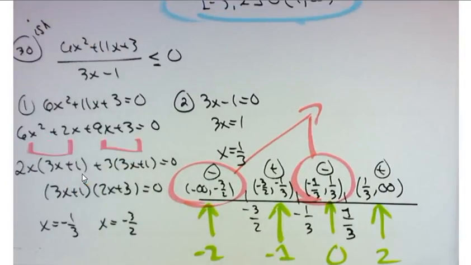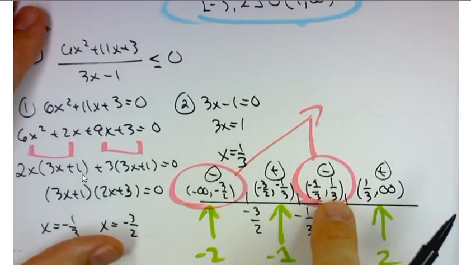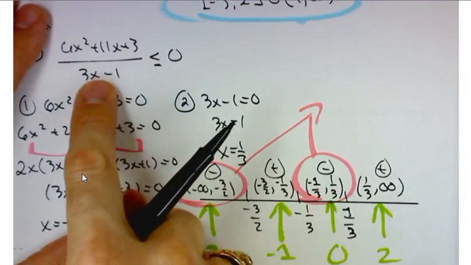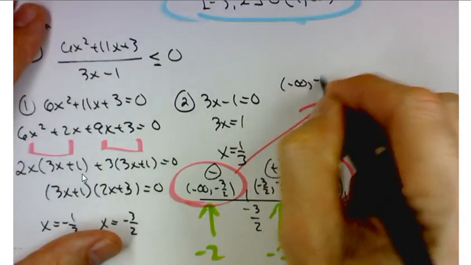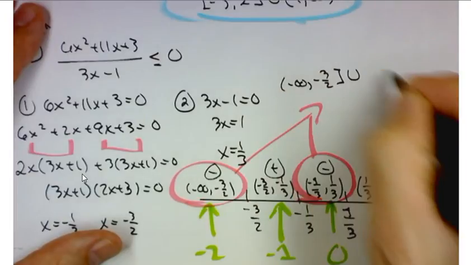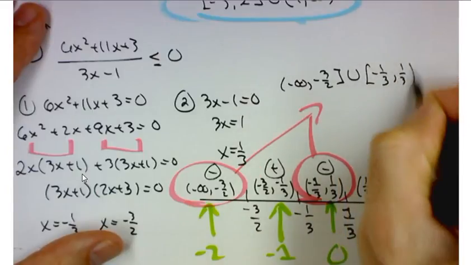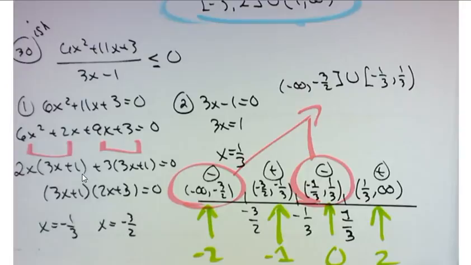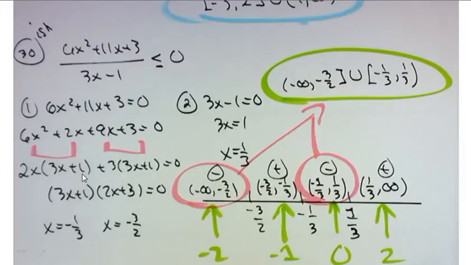Am I going to include the endpoints or no? Or maybe I should say it like this. Which endpoints can I include with a bracket? Good. The only point that I can't include with the bracket is this one right here at 1/3, because 1/3 makes the denominator 0. So other than that, these get brackets. So negative 1/3 gets a bracket, but 1/3 gets a parenthesis. And there's your final answer on that one.